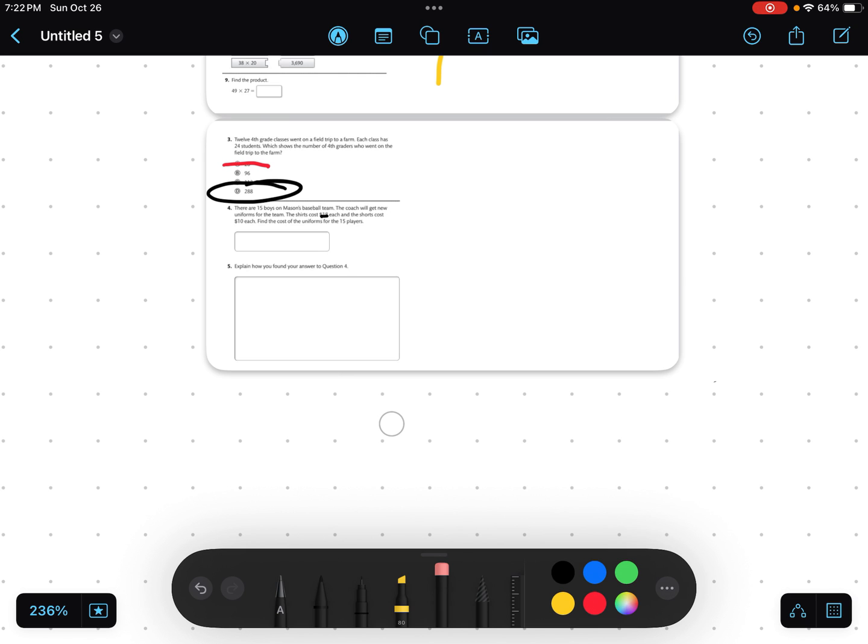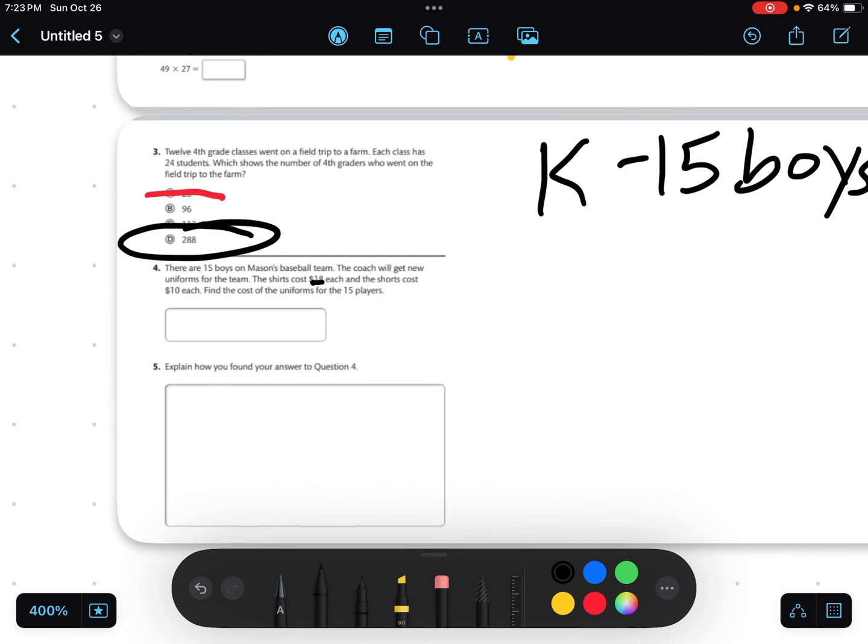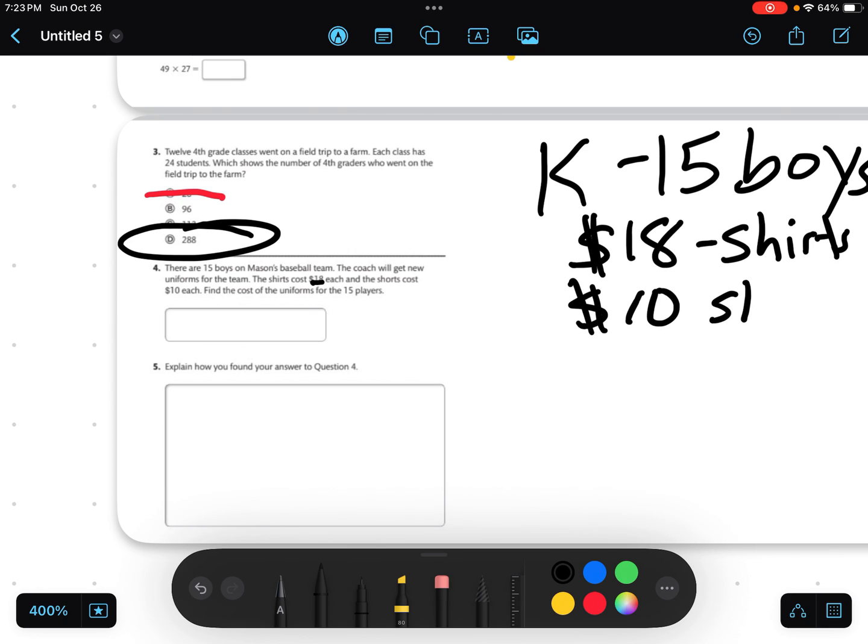So I'm going to start out with my K. What do I know? All right, I know that there are 15 boys on Mason's baseball team. The coach will get new uniforms for the team. The shirts cost $18 each, and the shorts cost $10. Find the cost for the uniforms for 15 players all together.